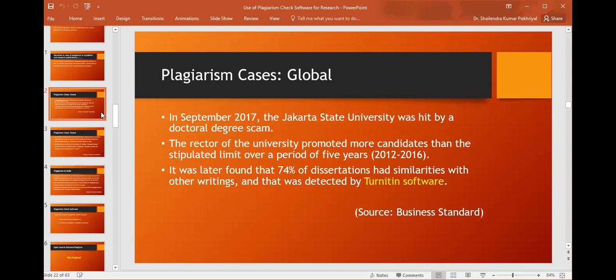Before discussing plagiarism cases at the global and international level, I just want students to ask a few questions if they have any. Then we'll go for plagiarism cases at different levels. Students, if you have any question, you can ask me.